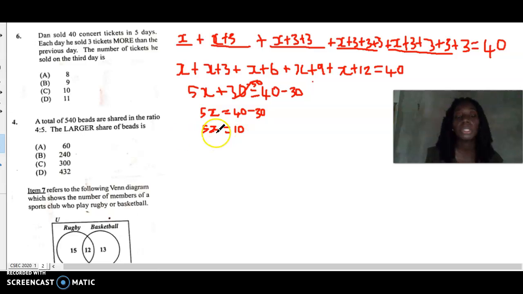All right, so we want to solve for x. However, 5 is being multiplied by x. So in order to remove the 5, we divide both sides by 5.